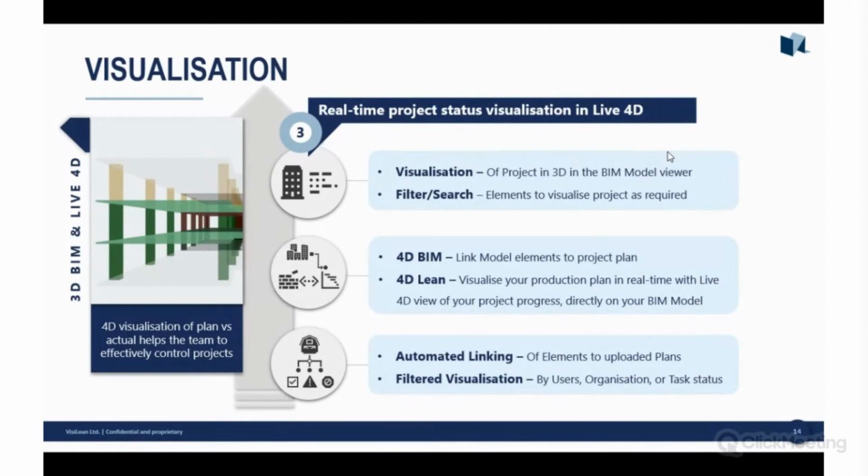Again, in VisiLean, you can filter that visualization to specific parts of the project or parts of the model you want to see. So again, we're reducing that non-value adding time, getting rid of that, and only having clear value adding information that you need. We can also offer automated linking. Traditionally you would have had to click on every element, click on the task. Now we've got automated linking to make things more efficient, allowing you more time to maximize value in other areas rather than wasting time on non-value adding activities.